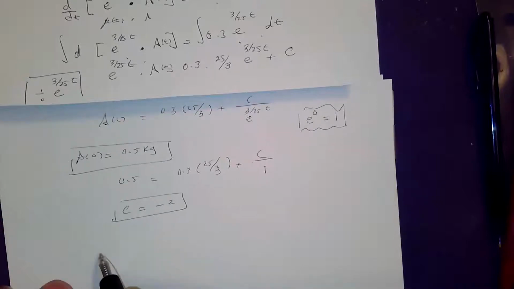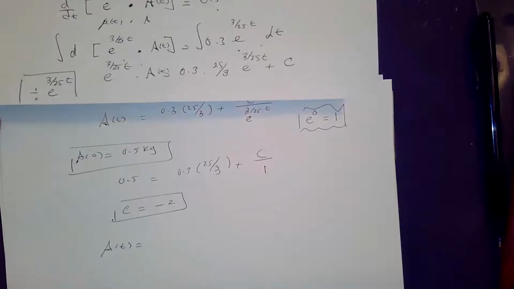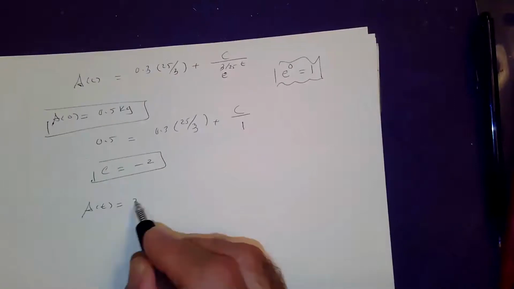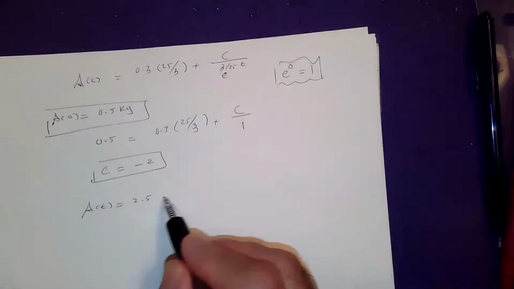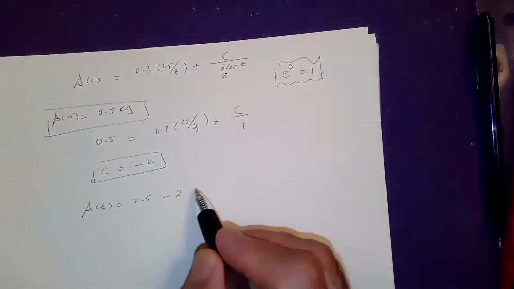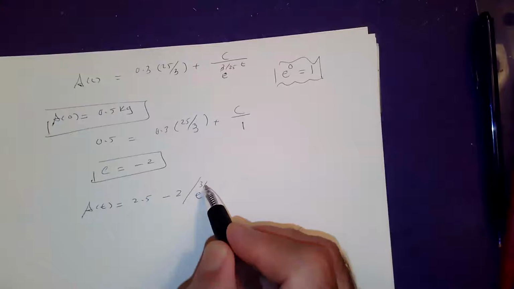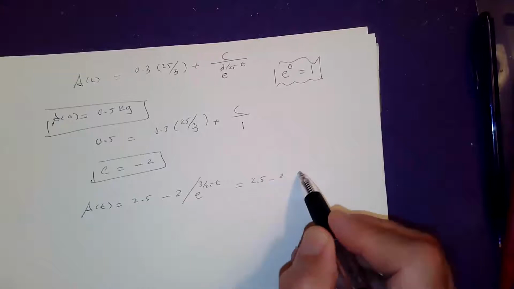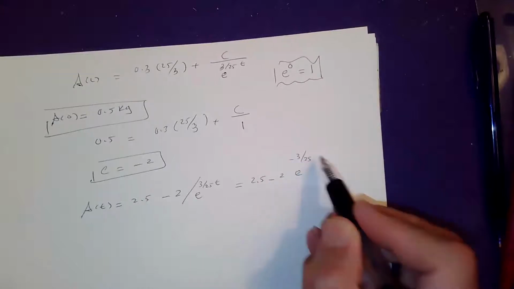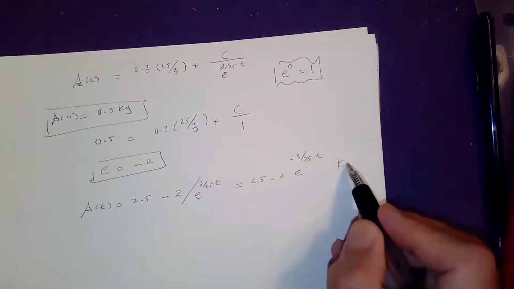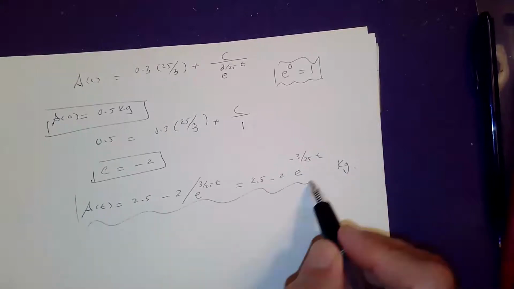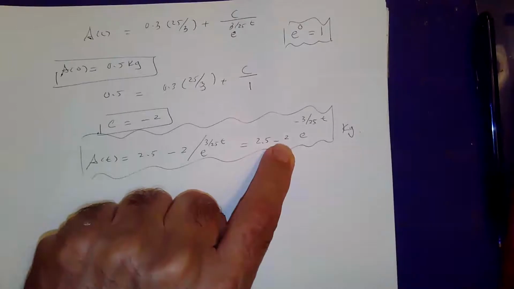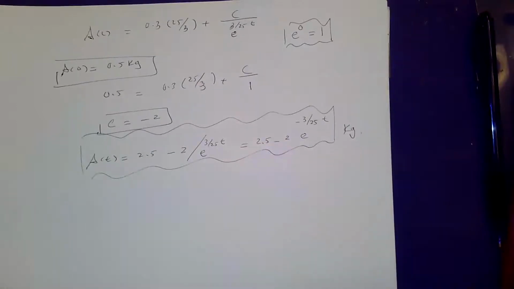So therefore, the amount of salt at any given time in the tank is equal to 2.5, that's this guy, minus 2 over e to the power of 3 over 25t, which you can write as 2.5 minus 2 e to the power of -3 over 25t. There you go, and this is so many kilograms. So I got the amount of salt at any given time. It's governed by this equation. Okay, so that's part A.